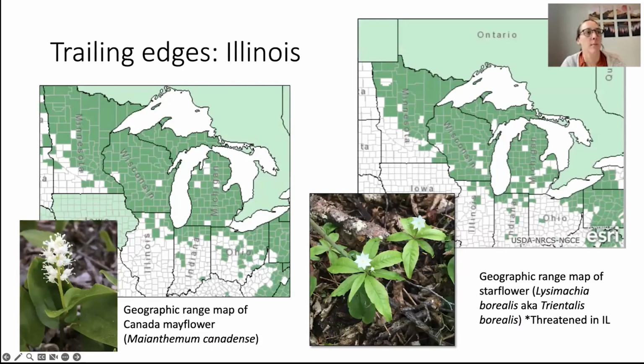So as I mentioned, I was very interested, and still am interested, in what's going on at those trailing edges for some of our plant species in Illinois. And I zeroed in on a couple. I'll mostly focus on starflower, Trientalis borealis. Today, it's considered threatened in Illinois. It does occur further north in the Midwest. It's quite common in northern Minnesota, northern Wisconsin, parts of Michigan, but really it just occurs in a few scattered populations in Illinois that are isolated.